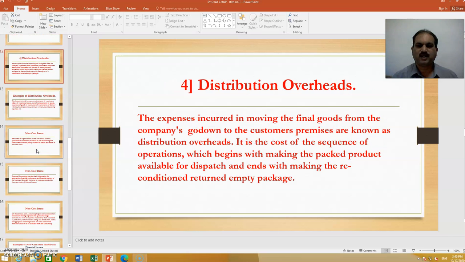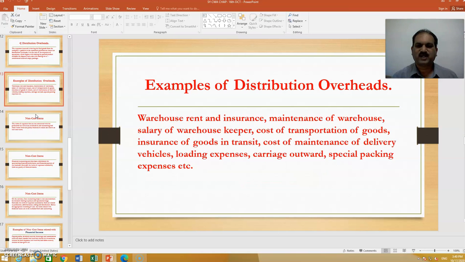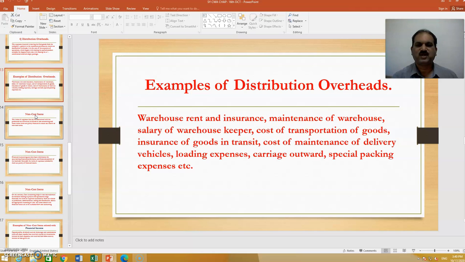The expenses incurred in moving the final goods from the company's godown to the customer's premises are known as distribution overheads. It is the cost of the sequence of operations which begins with making the packed product available for dispatch and ends with making the reconditioned returned empty package. Costs of distribution overheads are warehouse rent and insurance, maintenance of warehouse, salary of warehouse keeper, cost of transportation of goods, insurance of goods in transit, cost of maintenance of delivery vehicles, loading expenses, carriage outward, special packing expenses, etc.